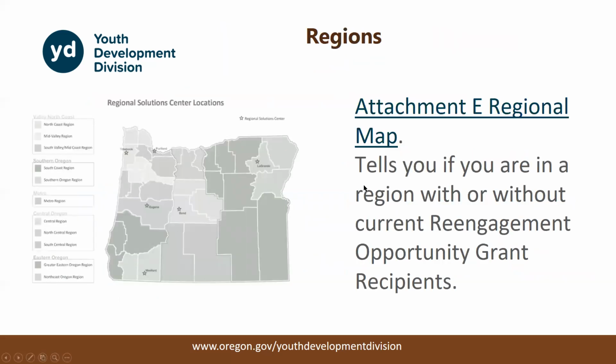How do you know if you're in a region where there are current re-engagement opportunity grants? You'll need to look at attachment E with the RFA materials, the regional map, and this will tell you if you're in a region with or without current re-engagement opportunity grant recipients. You'll see that there's 11 regional solution regions, and most of them do have current re-engagement opportunity grant recipients.